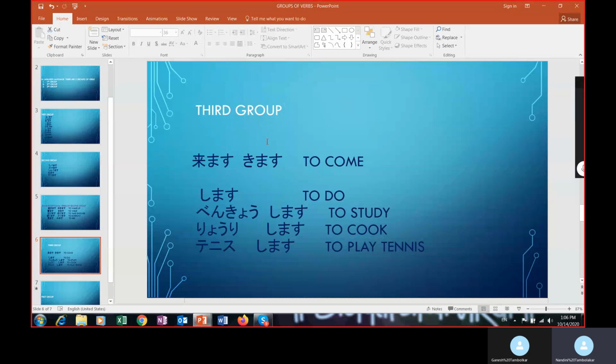I hope everyone is clear with this part of how to recognize the group of the verbs. If you need me to explain any more particular part, let me know in the comment box.